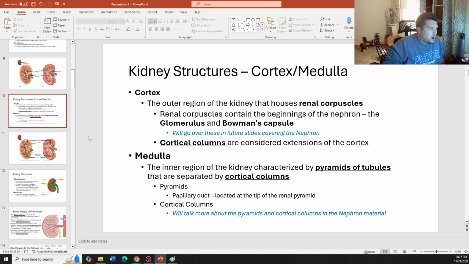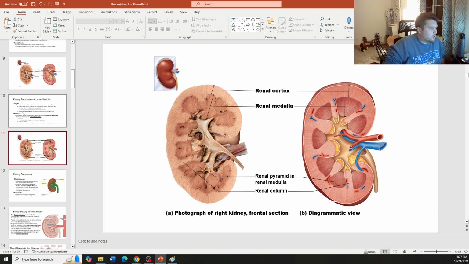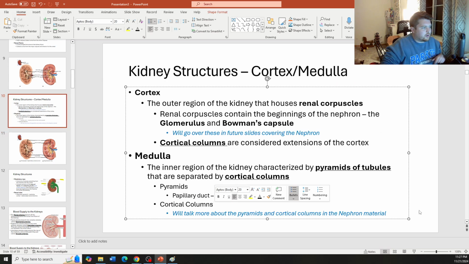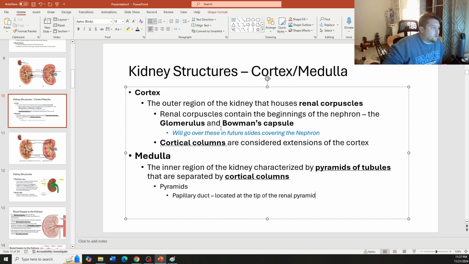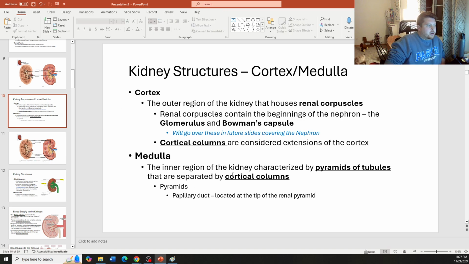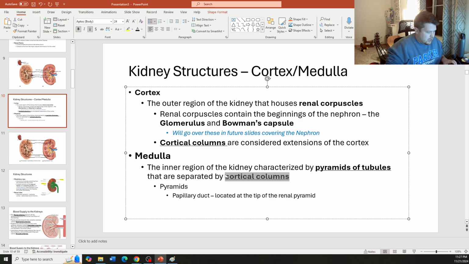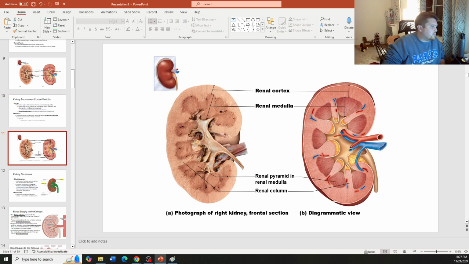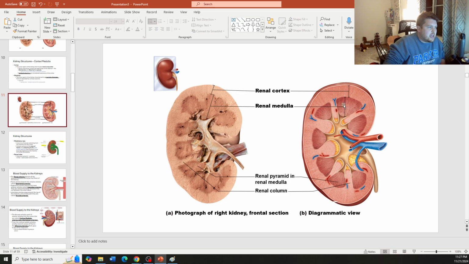And then those cortical columns separate out the different pyramids. The cortical columns are technically part of the cortex, so we just want to make sure we know that the pyramids are separated by the cortical columns. I'm going to unhighlight that here so we don't get too confused. Okay, there's our picture, there's our cortex. These are the medulla. The pyramid is inside of the renal medulla, and the renal columns are separating the medullas.